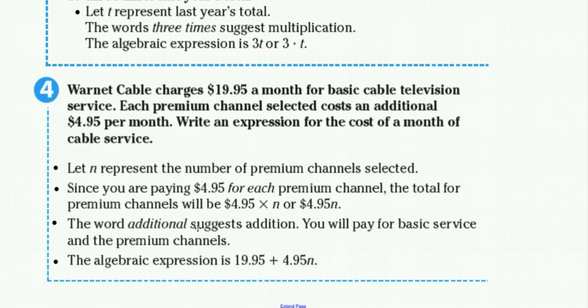The word additional suggests addition, so we use addition in this case. The expression therefore is 19.95 plus 4.95n, where 19.95 represents the basic charge per month and 4.95n represents each premium channel with a cost of 4.95 per month. So the number of premium channels here will determine the total cost per month that we need to pay.